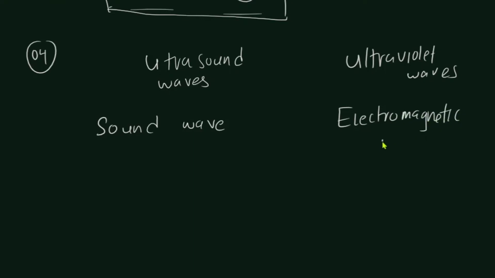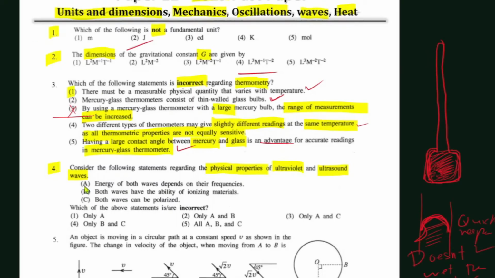Electromagnetic wave, right? Sound wave means it is a mechanical wave, right? So that is the main difference between the ultraviolet and the ultrasound wave. Now, let's consider statement A: energy of both waves depends on the frequencies, right?